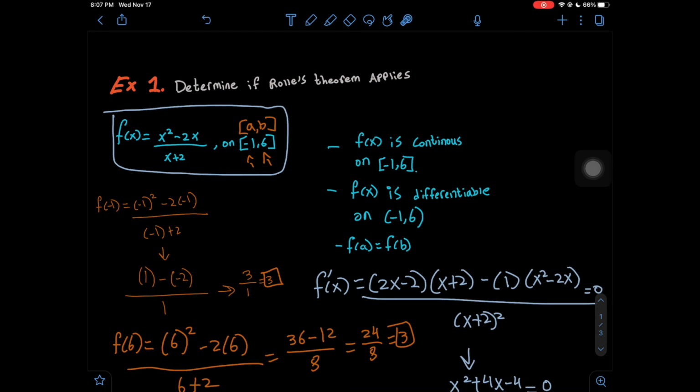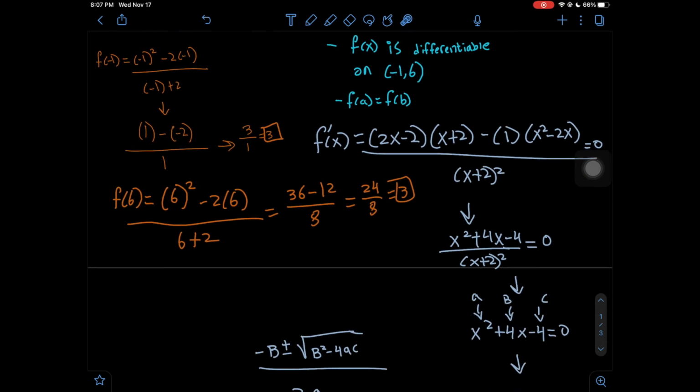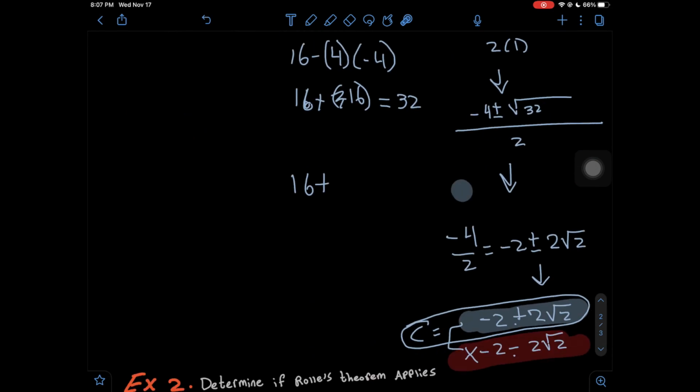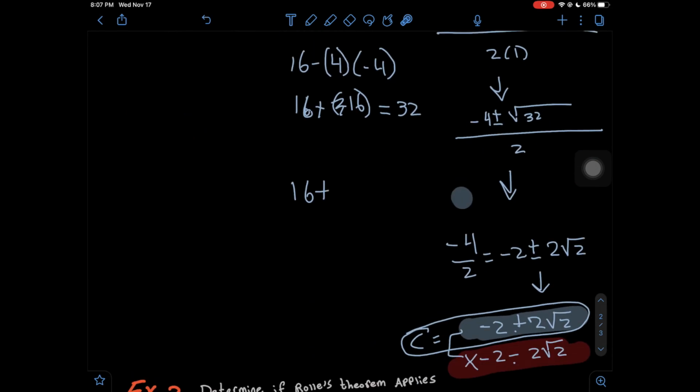Once it does, or if it does, and you've satisfied all of these, then you're going to go ahead, take the derivative, set the derivative equal to 0. As soon as you set it equal to 0, get the values, make sure those values are in our interval, and that's how you get your c value.